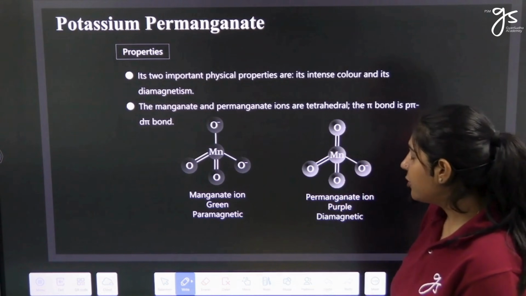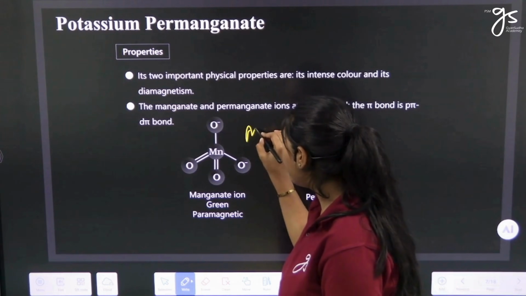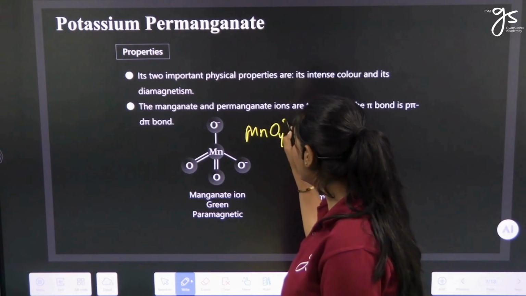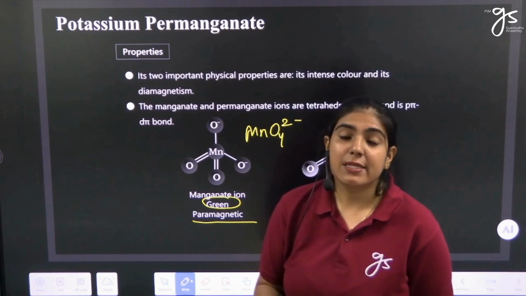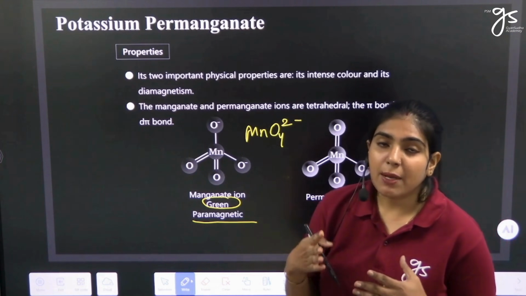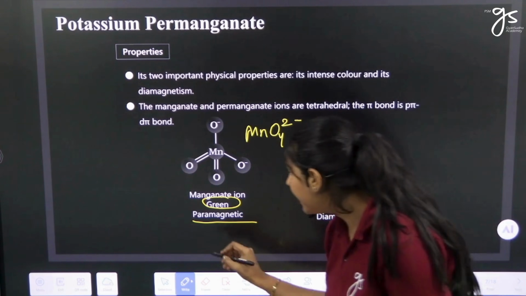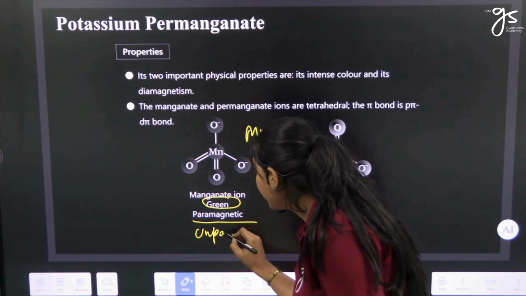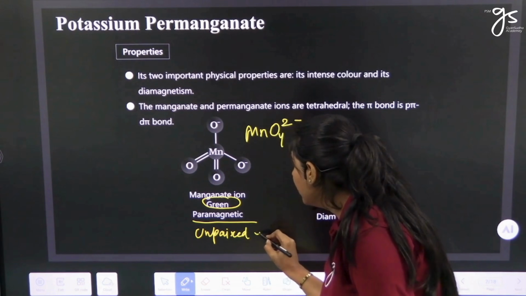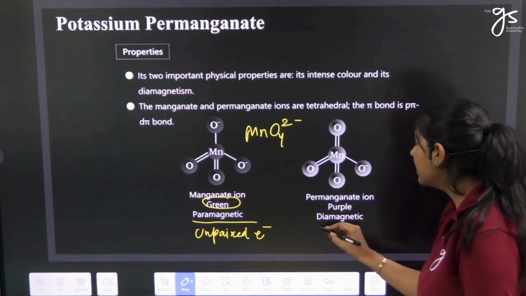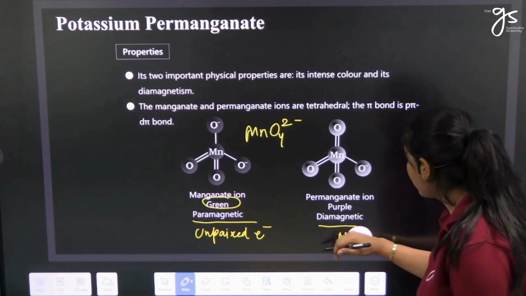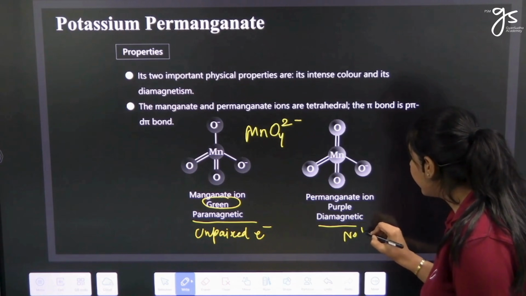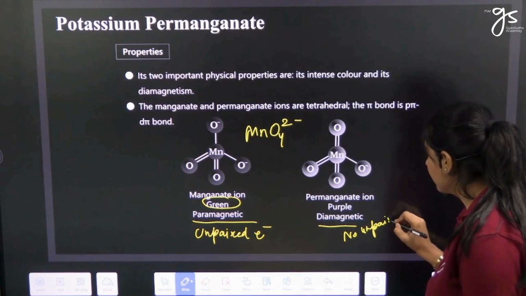You can see the structure. The manganate ion is MnO4 2 negative, which is green in color and paramagnetic. Yes, this question also asks: if some compound or element has unpaired electrons, then it is called paramagnetic. But if the element has no unpaired electrons, then it is called diamagnetic.